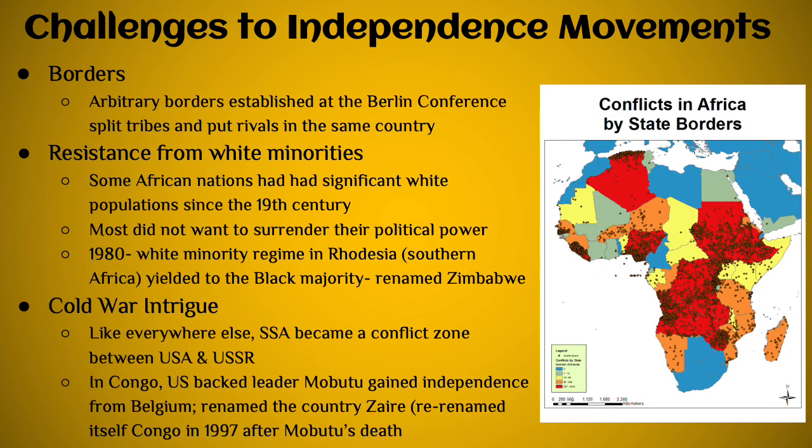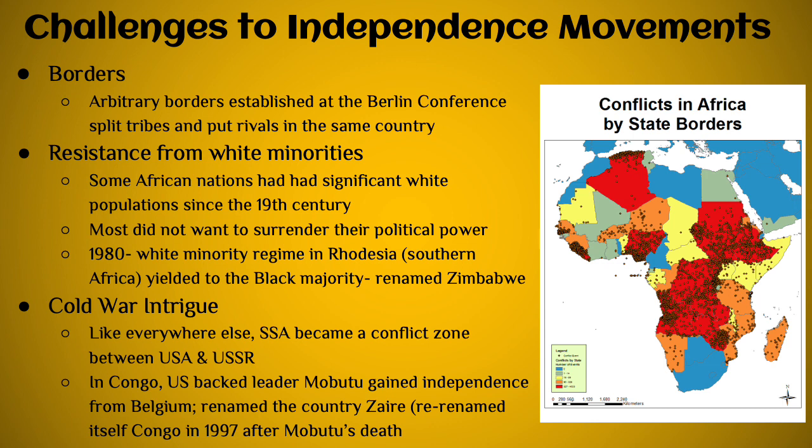Independence movements are never easy, and all of these new nations faced a lot of challenges. One of the biggest challenges was the very borders of these countries. The borders established at the Berlin Conference split tribes, and they often put rival groups inside of the same country, which led to a lot of violence and unrest.